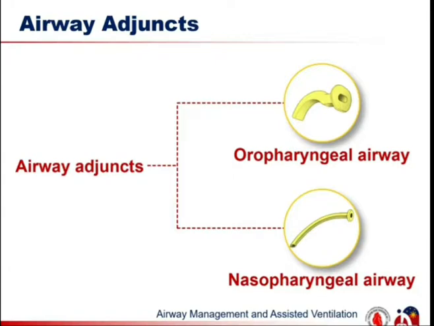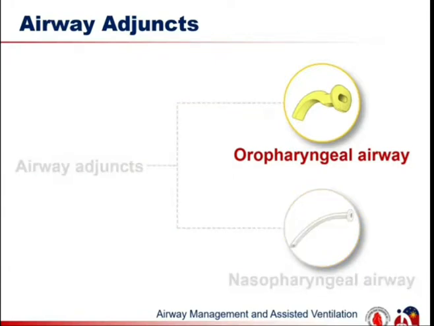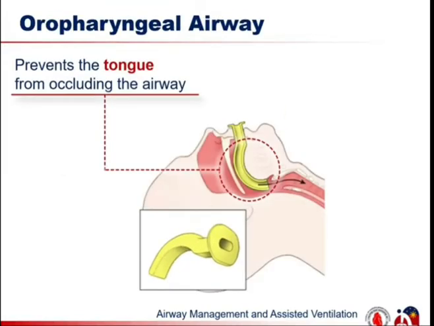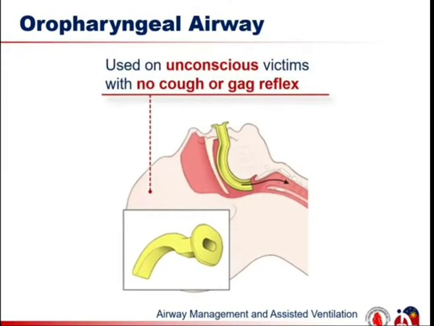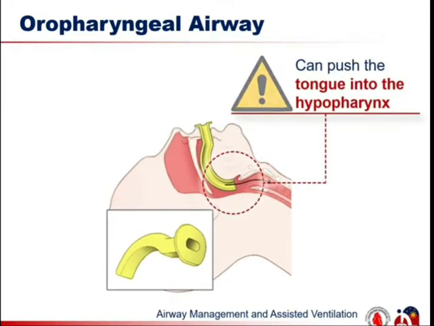Let's first talk about the oropharyngeal airway. The oropharyngeal airway helps keep the tongue from occluding the airway. Because of the discomfort during its insertion, this device is often used in unconscious victims who do not have cough or gag reflexes, as what happens during a cardiac arrest. Caution must be exercised in its insertion, as incorrect placement can push the tongue back, further compromising the airway.